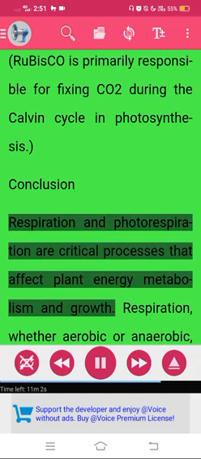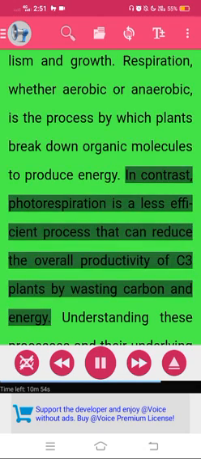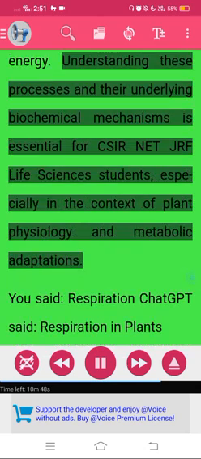Conclusion. Respiration and photorespiration are critical processes that affect plant energy metabolism and growth. Respiration, whether aerobic or anaerobic, is the process by which plants break down organic molecules to produce energy. In contrast, photorespiration is a less efficient process that can reduce the overall productivity of seed-free plants by wasting carbon and energy. Understanding these processes and underlying biochemical mechanisms is essential for CSIR NET JRF life sciences students, especially in the context of plant physiology and metabolic adaptations.